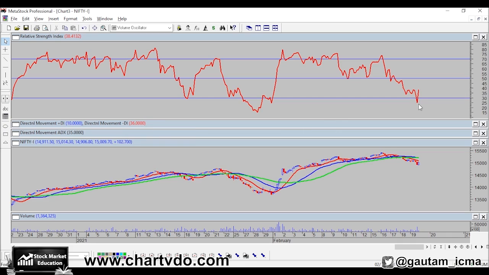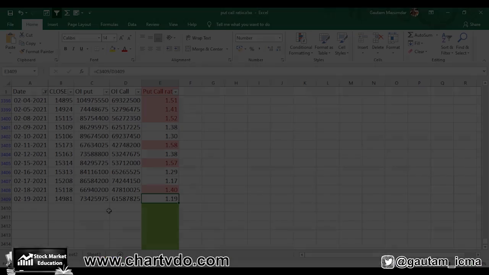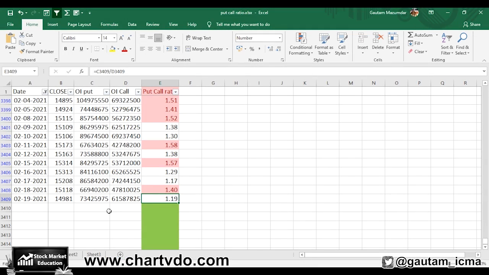In case, here too, the RSI moves above the equilibrium line and stabilizes, well, can't help it, at that time our views will change. But till that happens, we should assume that the market is heading south. Put call ratio is presently placed at 1.19. It's time for a detailed discussion on put call ratio.